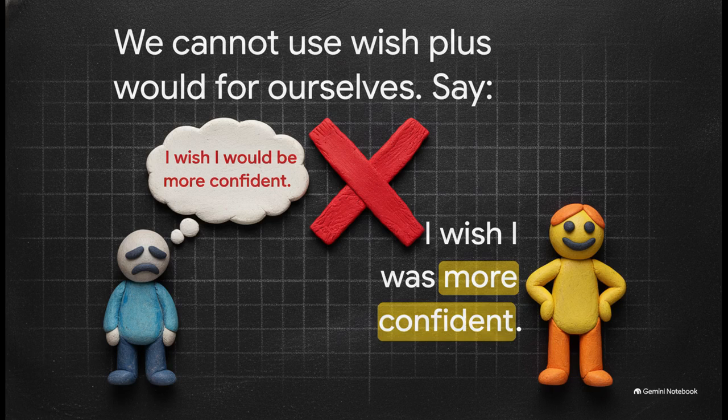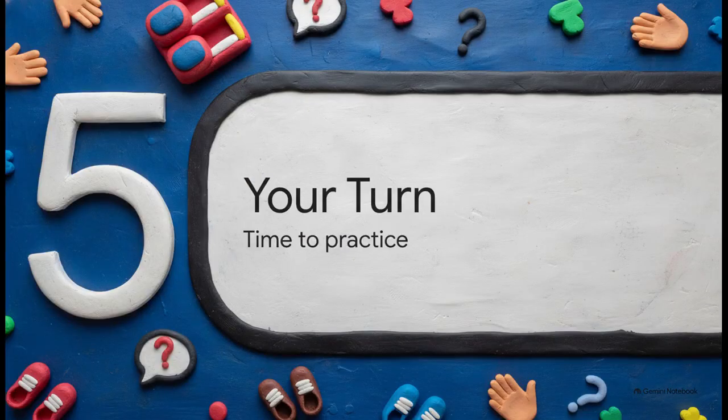You only use would for other people or things, so if you want to talk about yourself, you've got to go back to our first rule, the past simple. You'd say, I wish I was more confident. Or, if we're being formally perfectly correct, I wish I were more confident. Keep that in your back pocket, and you are going to sound like a total pro. All right, we have covered a whole lot of ground in this explainer today, from tiny capsule hotels to tripping over shoes, and the grammar to talk about all of it.